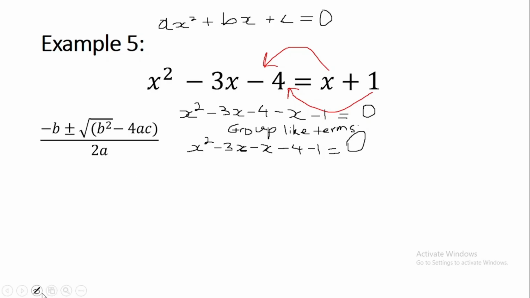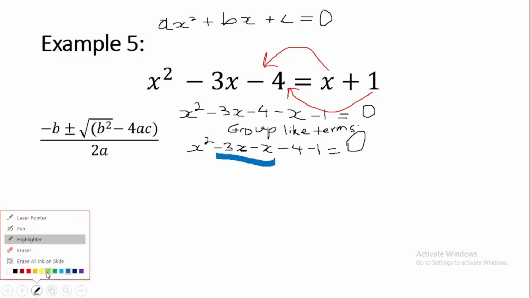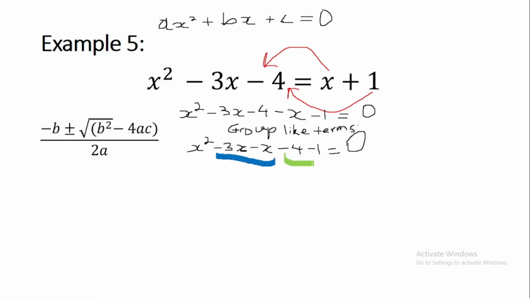So our like terms will be the negative 3x and the x, and our like terms will also be the two constants that are right here. So that's negative 4 minus 1. Let's simplify all of this together, and I'll write it above right here for our new equation.